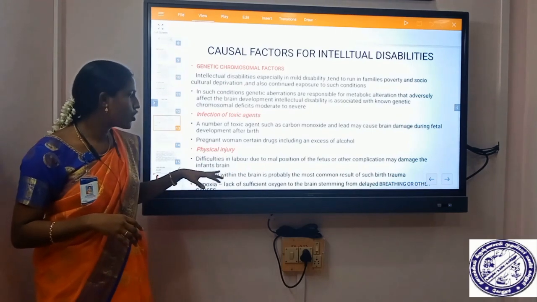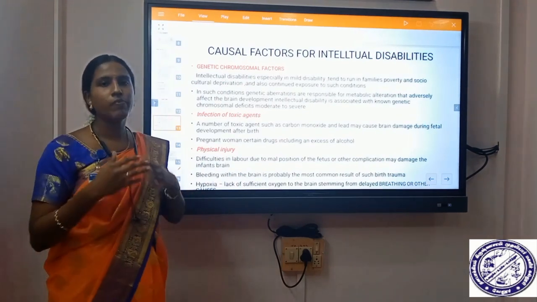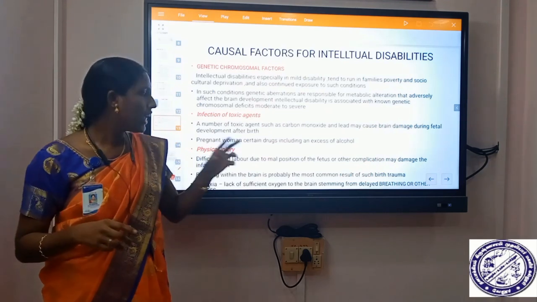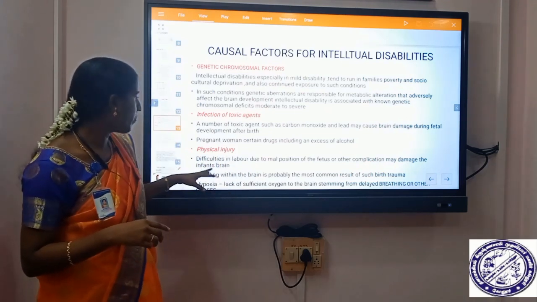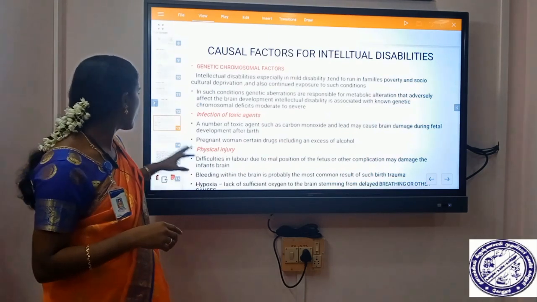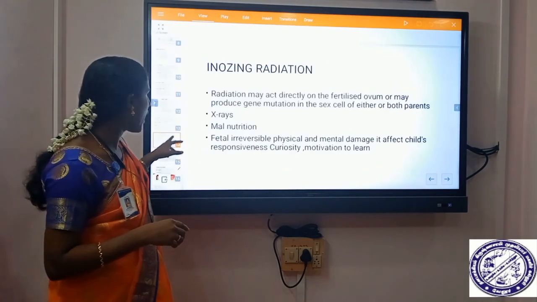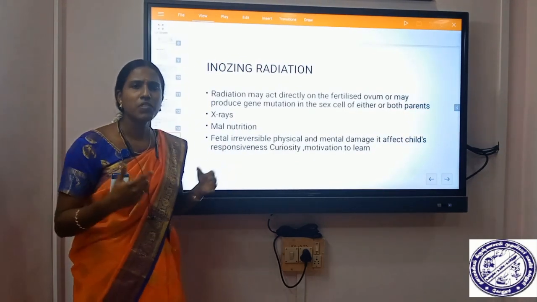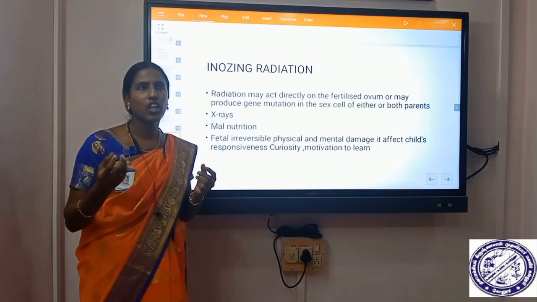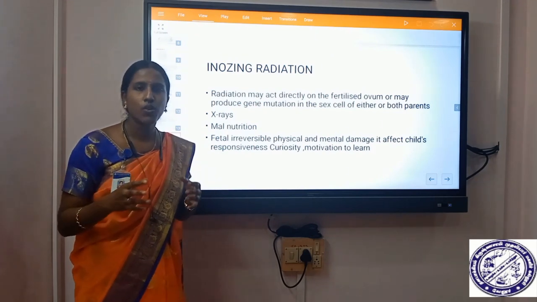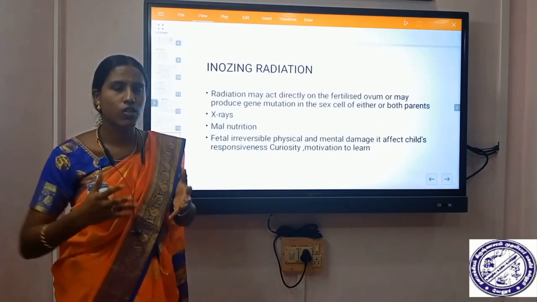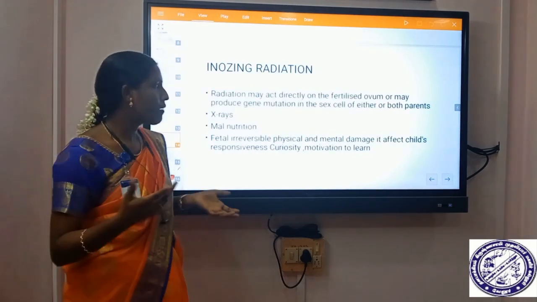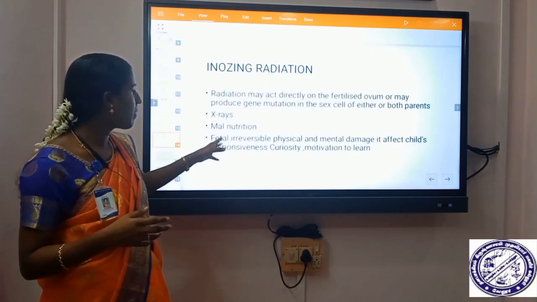So next one is physical injury. When the mother is pregnant, if there are any issues at delivery time, it also affects the intellectual development of the baby. So this all comes under physical injury. Next one is ionizing radiation. During pregnancy, some people keep on taking a lot of scans and X-rays. Once a month is fine, but when the person keeps taking a lot of X-rays, it also affects the child.